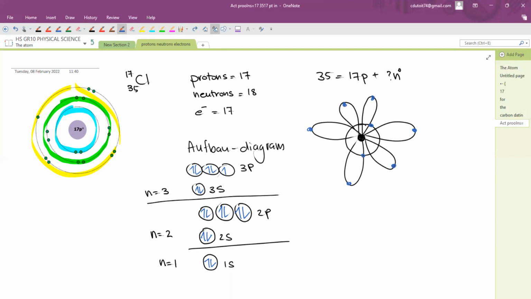So I've added 17 electrons to the chlorine Aufbau diagram. Have you seen this before?